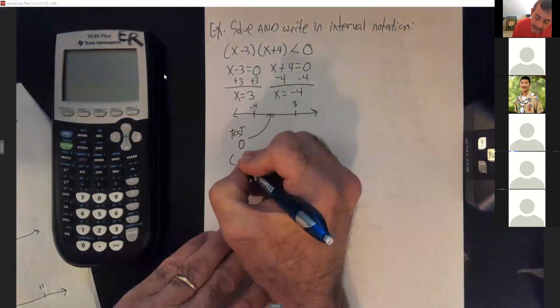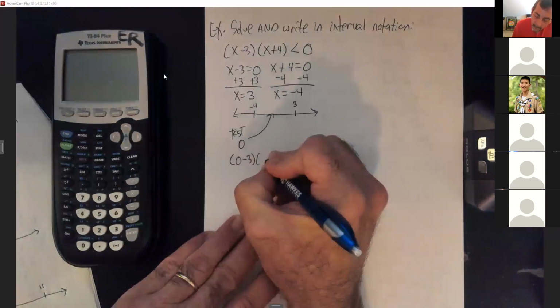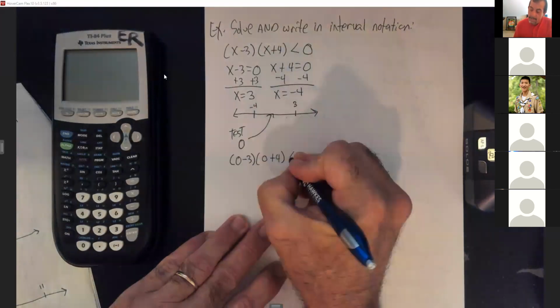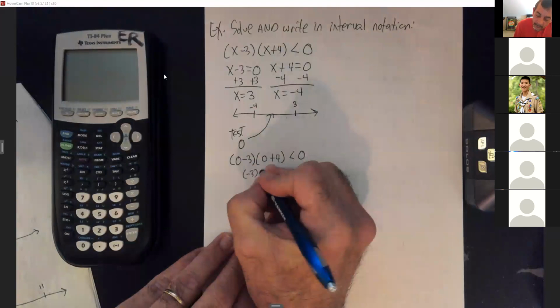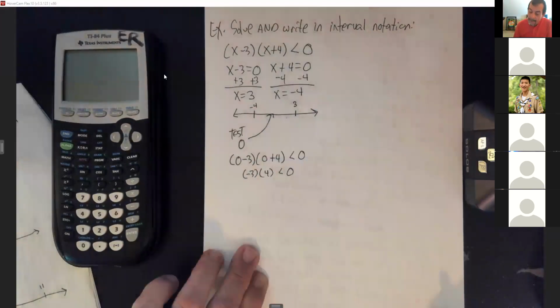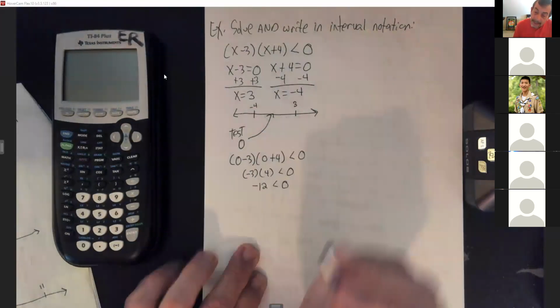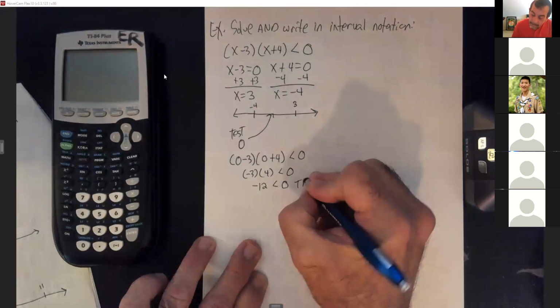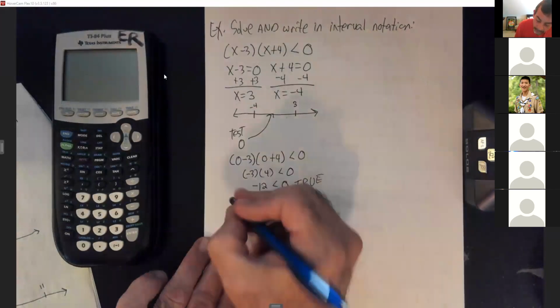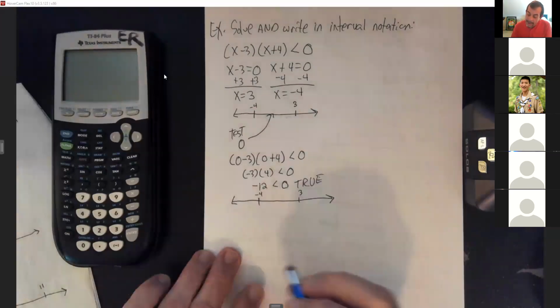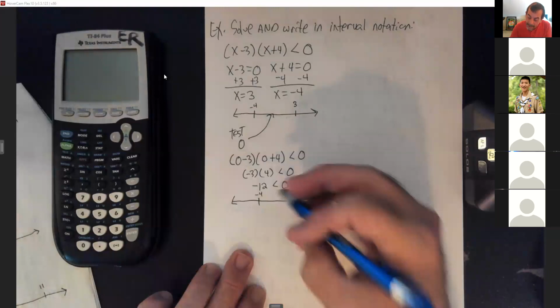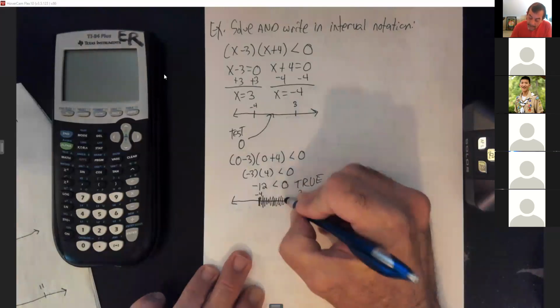0 minus 3 times 0 plus 4 has to be less than 0. So that's a negative 3 times a positive 4 has to be less than 0. So I get negative 12 less than 0. That is true. So since that's true, I'm just going to draw my line again so y'all can follow me. Since that's true and 0 was in the middle, I'm going to shade the middle part of this interval.